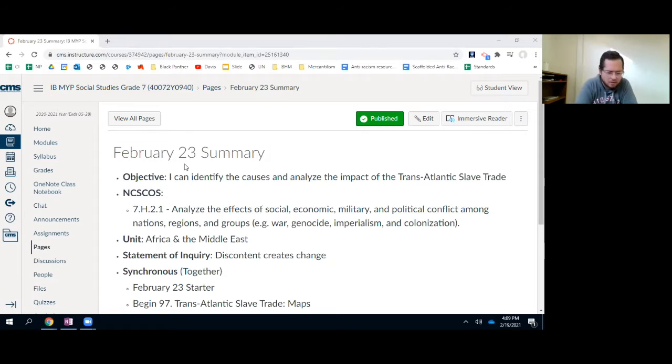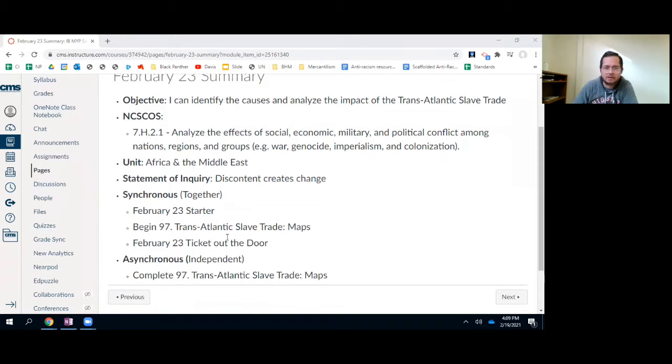All right, let's look at the summary page here. We're going to continue to identify the causes and analyze the impact of the transatlantic slave trade. Analyze the effects of social, economic, military, and political conflict among nations, regions, and groups. This is our North Carolina Standard Course of Study. The unit will be for the rest of this quarter, again, Africa and the Middle East, and discontent creates change is the statement of inquiry. So you completed the February 23rd starter.